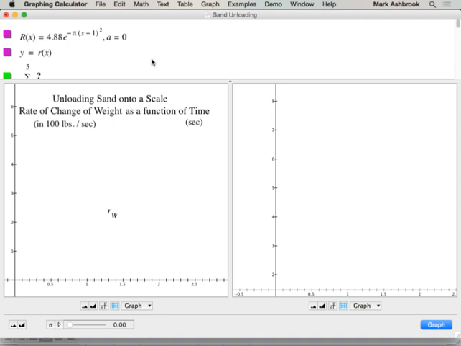Okay. So let's actually use this file to talk about where we've been and kind of summarize things here.